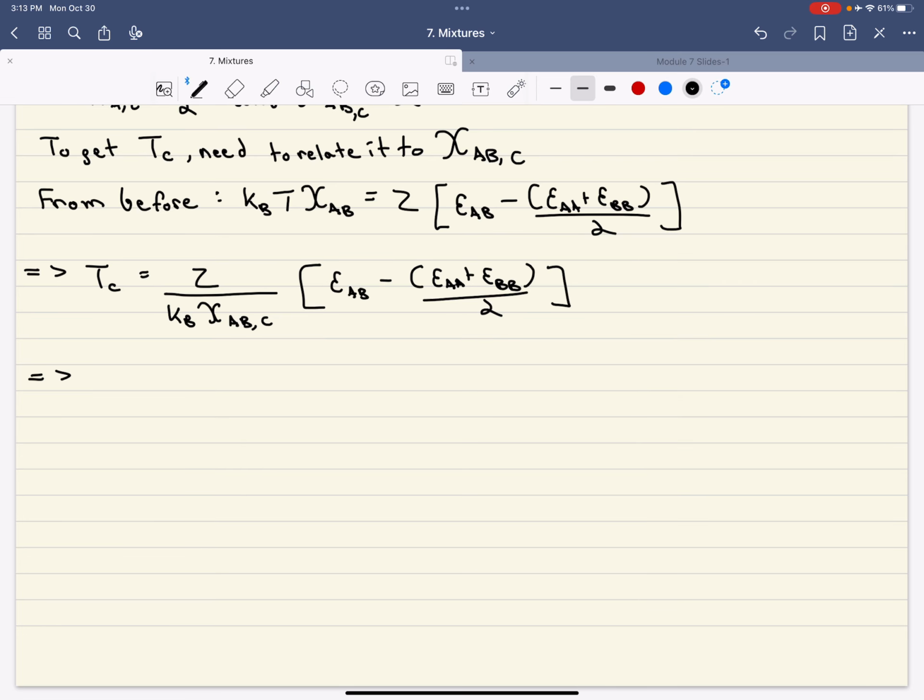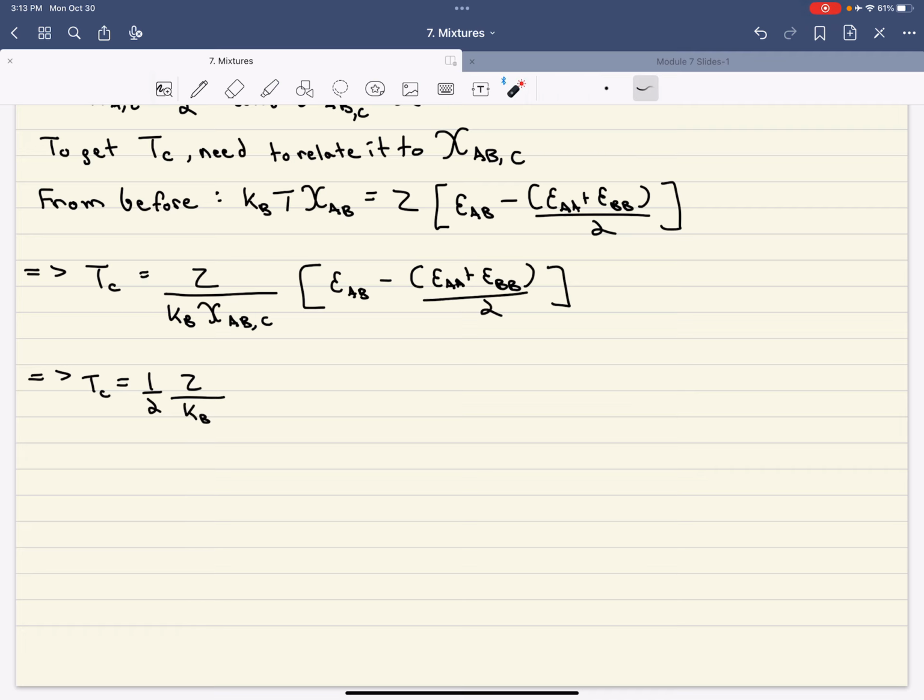So we find that Tc is equal to 1/2 Z epsilon over kB. We just plugged in the 2 for chi AB, and we get this value. So for the regular solution theory, this is what our critical temperature is going to be equal to.